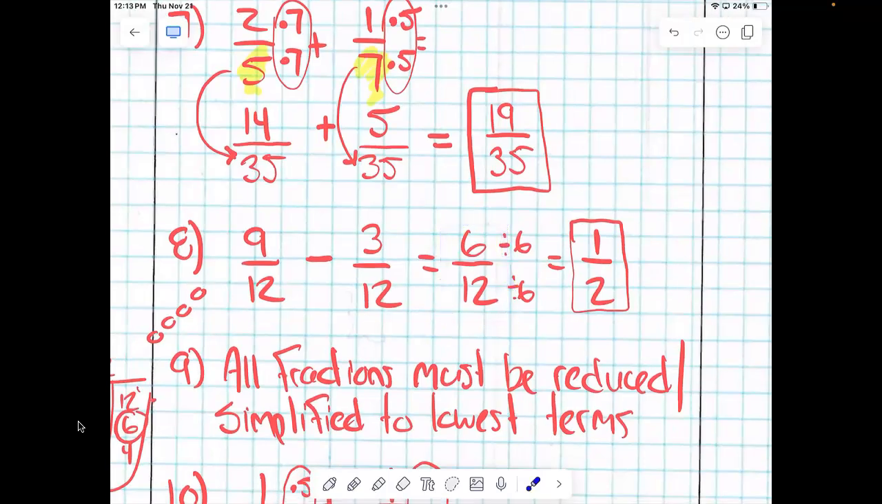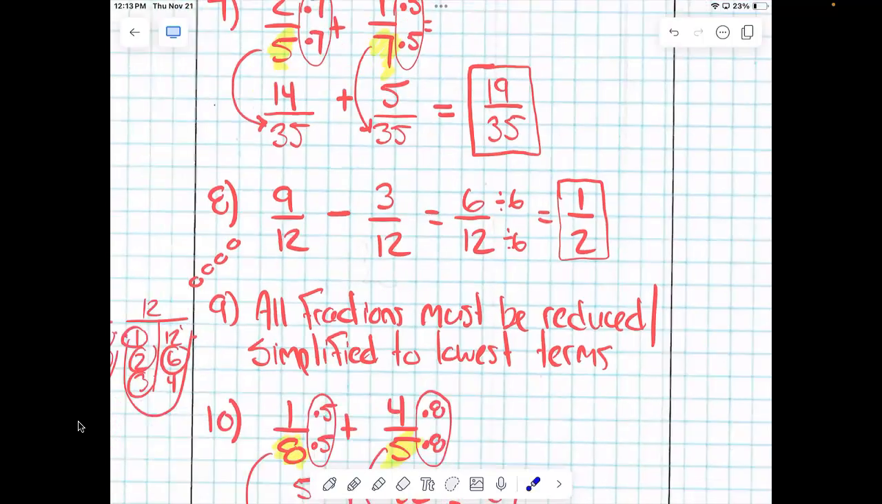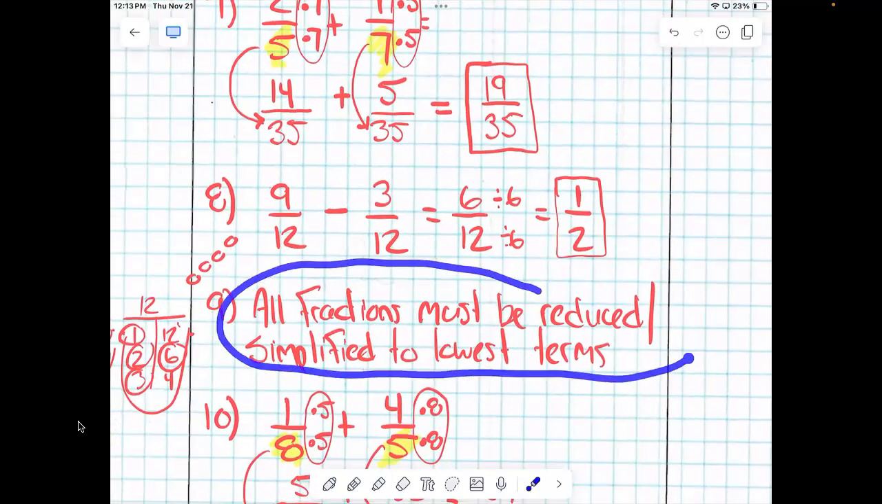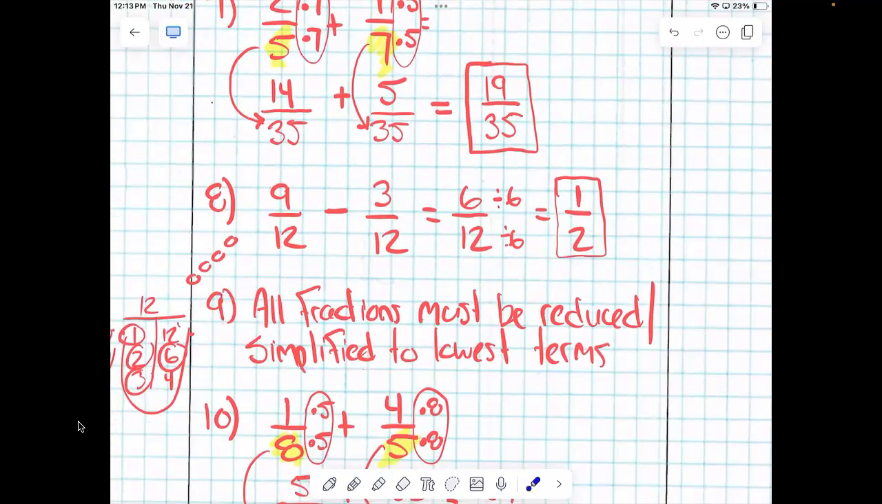Yes. What if I get an answer, so I got an answer of 6/12? Is that acceptable? No. Is 6/12 an acceptable answer? No. Why? It's not simplified. Do you need to start simplifying? Yes. All fractions must be reduced or simplified to lowest terms from this point forward, right? So if you have 6/12 as your answer and you box it, wrong. You can reduce 6/12 to 1/2. We know how to reduce. We find a common factor and we reduce, right?